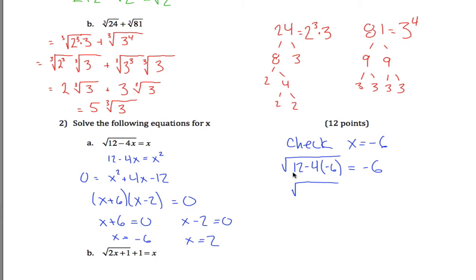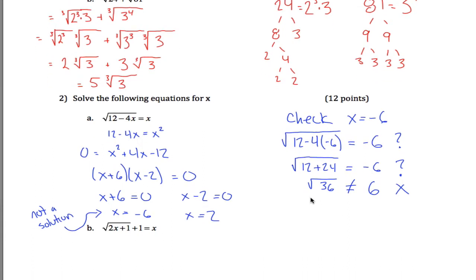But you can keep going. 12 minus, this would be minus negative 24, which is the same as 12 plus 24, which is the same as 36. So my question is, is the square root of 36 equal to negative 6? No. The square root of 36 does not equal negative 6. So this is not a solution.